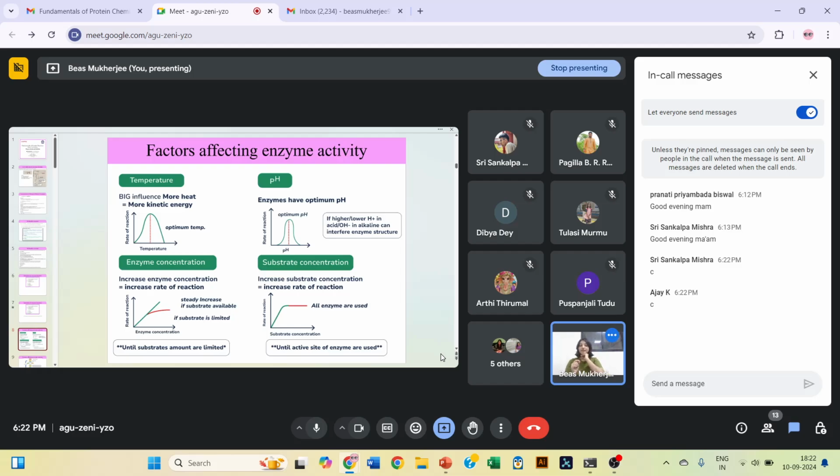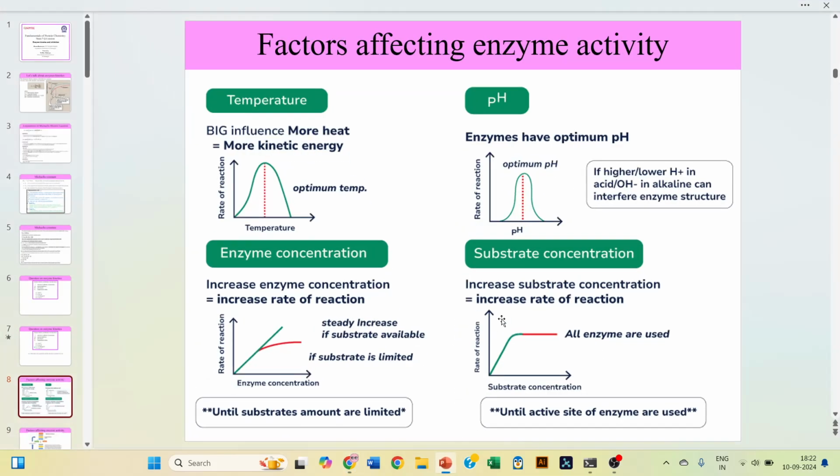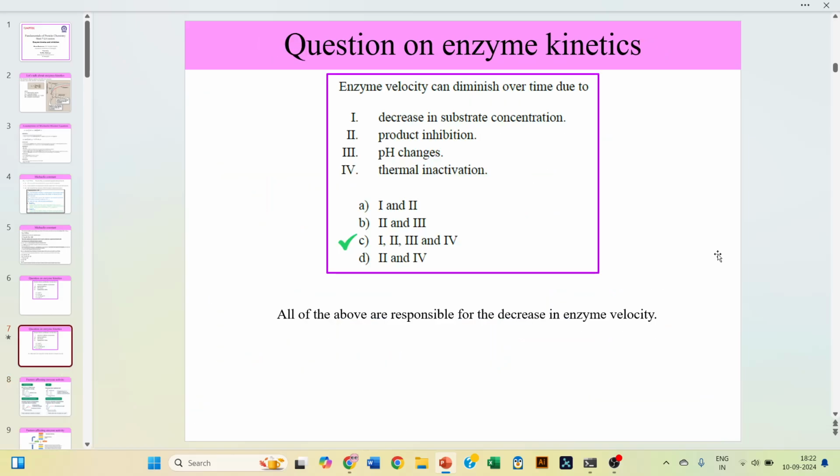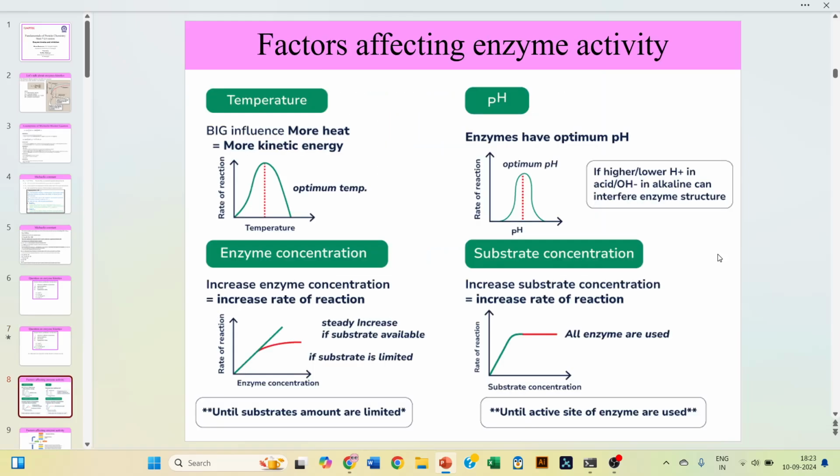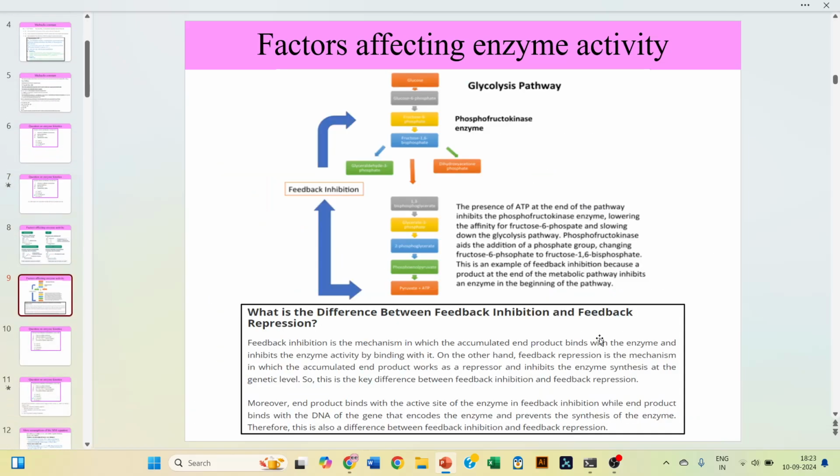So you know that these 4 factors are definitely involved in changing the enzyme activity or enzyme rate or velocity over time, right? And what else is there? There is also product inhibition. So we'll read about product inhibition just now. Okay. So this is a very interesting thing.